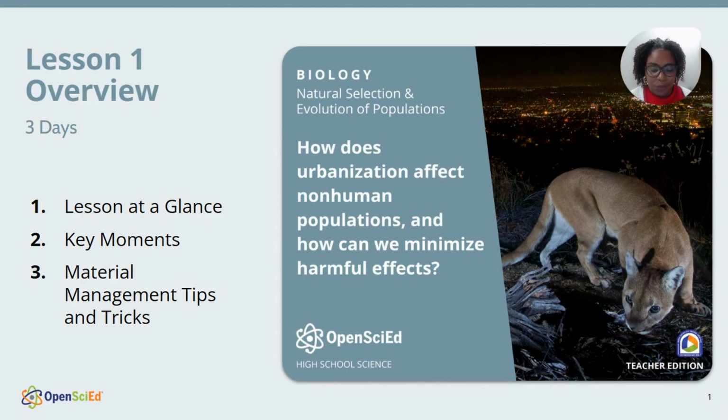I'm Lakeisha, an OpenSciEd teacher and facilitator, and today presenting Unit B.4 Lesson 1, which focuses on how urbanization impacts non-human populations. The driving question for this unit is how does urbanization affect non-human populations, and how can we minimize harmful effects? So in this video, I'll show you how the lesson flows, where the sense making loops happen, and a few key moments you'll really want to slow down and protect.